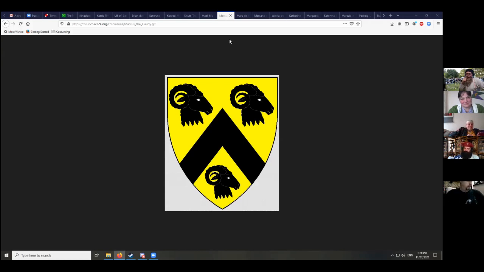Three ram's heads sable. Very close. And part of it is I neglected to talk about joining words, because you've got two separate charge groups here. You've got the primary charge group, which is the chevron, and the secondary charge group, which is the ram's heads. And you need some way of delineating those two in the verbiage. And here I would choose to use the word between.